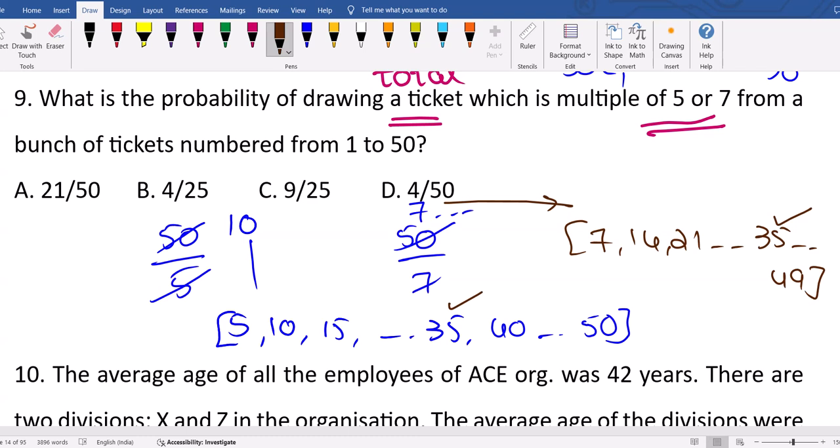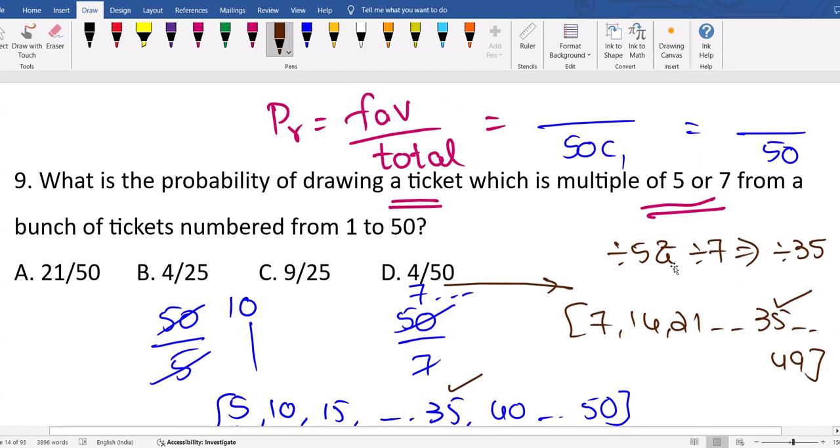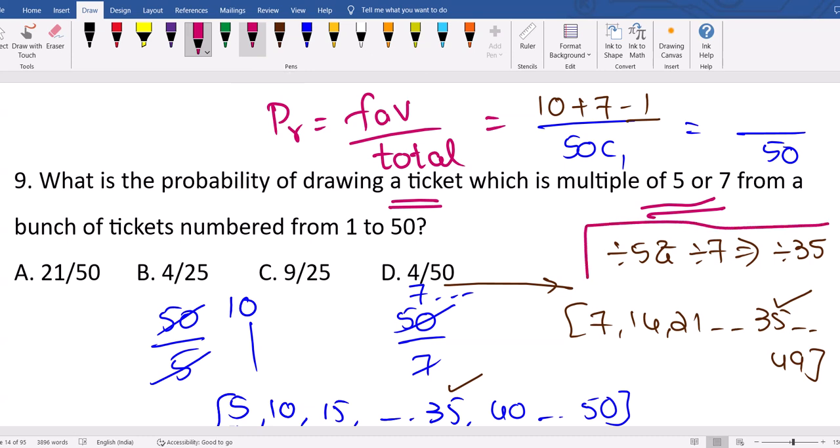What does A intersection B mean? Divisible by 5 and 7, which means divisible by 35. From 1 to 50, how many numbers are divisible by 35? One number. So favorable is 10 plus 7 minus 1. My dear friends, many people may miss the minus 1, so be careful. This 35 is the problem. You counted twice, remove one time. 16 out of 50, which can be taken as 8 out of 25.